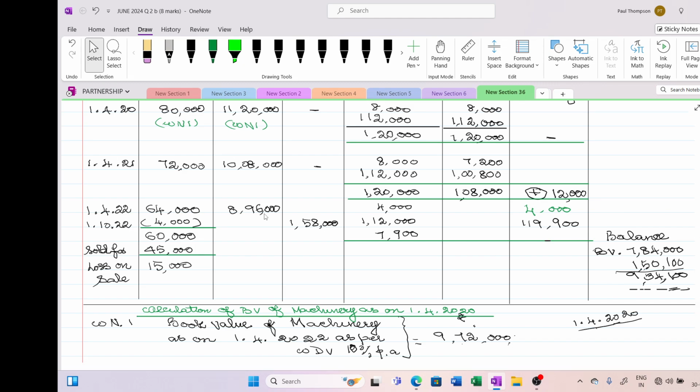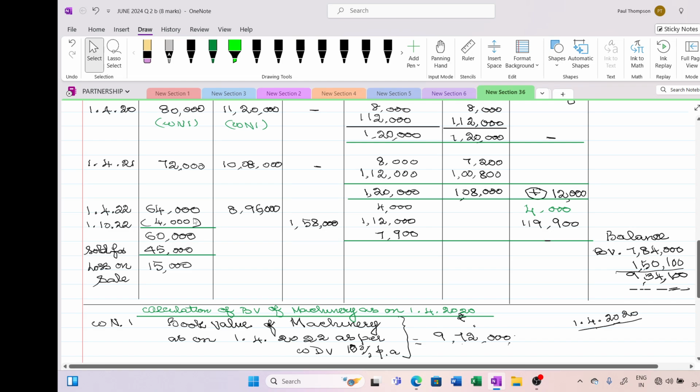Now what happened in this current year before March, on 1st October? 1st October means 30th September, that is 6 months. They have sold this machine. So we have to depreciate this machine only for 6 months. So what is the depreciation? For a full year it is 8,000. For half of the year it is 4,000. So we have to reduce the book value also. After depreciation, the book value comes to 60,000.